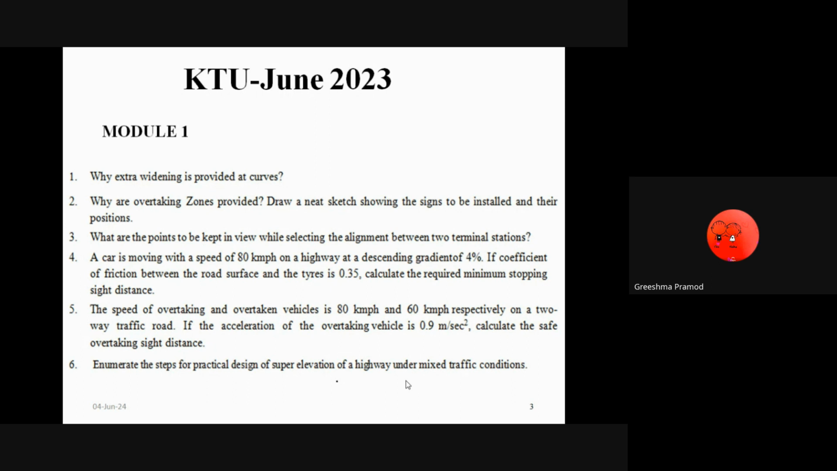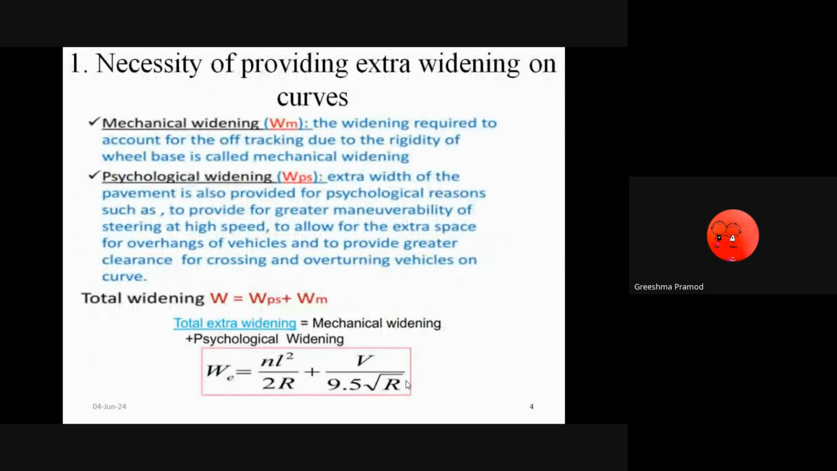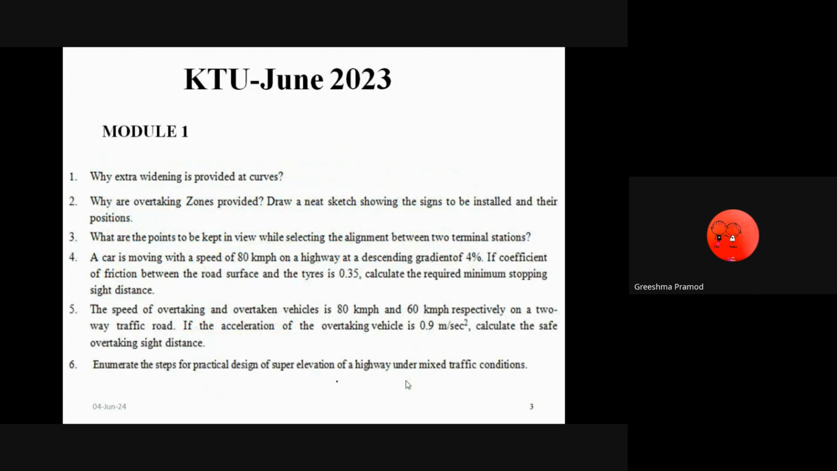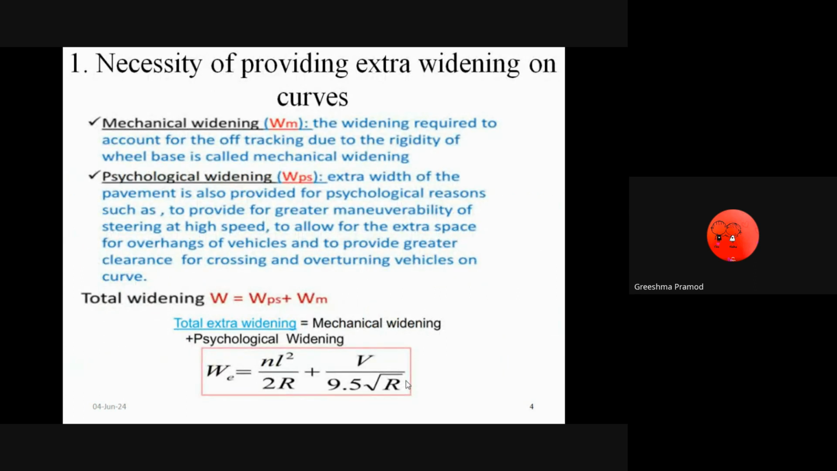Why is extra widening provided at curves? Why are overtaking zones provided? What are the points to be kept in view while selecting the alignment between two junction stations? So the first question was, what is the necessity? That question I'll be explaining now. What is the necessity of providing extra widening on curves?